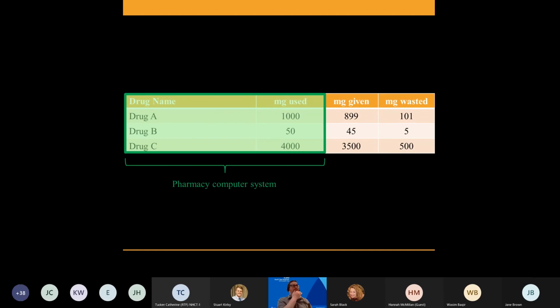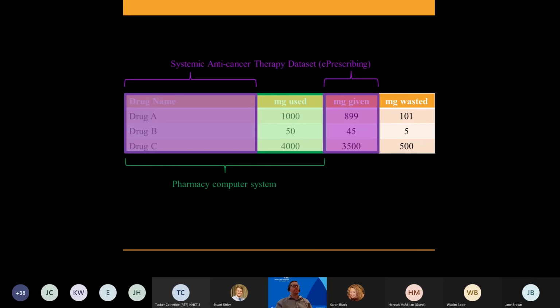We said, well, actually, those first two columns could come from your pharmacy computer system. You already know how much was used by the pharmacy. And the two purple coloured columns should be able to come from a data set that's routinely being collected in your e-prescribing system for chemotherapy, known as the SACT data set.